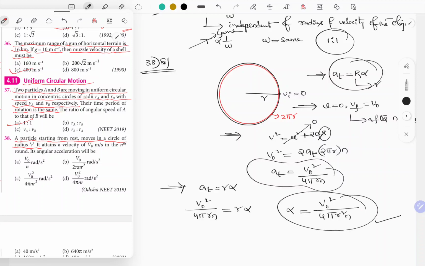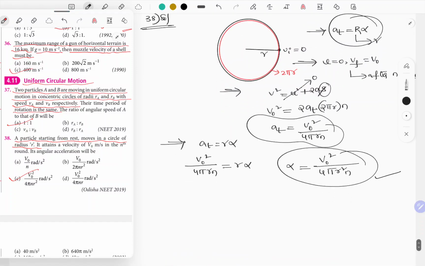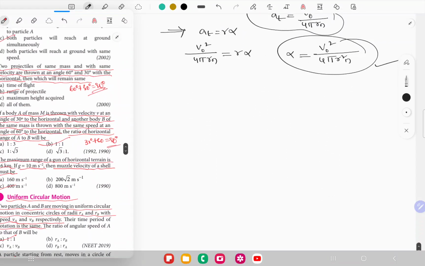This is the answer. Look at the option which is matching: v0 square by 4 pi r square n. Option C is matching. That's the answer for this given question. Okay, let's move on to the next question.